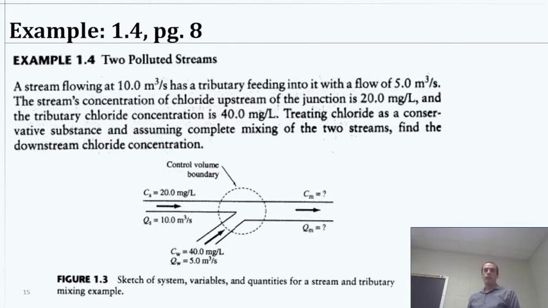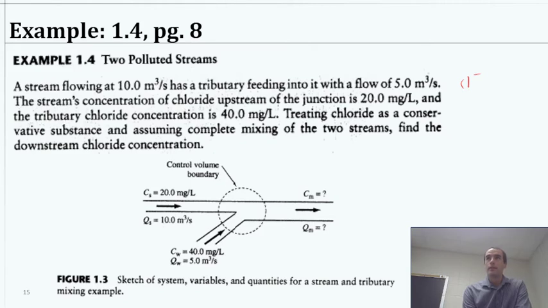Okay, so a problem for you, just to kind of warm up your brain in this manner. So we have a stream flowing at 10 cubic meters per second. It has a tributary feeding into it with a flow of 5 cubic meters per second. It has a concentration of chloride upstream of this junction here, where the stream meets the river. And the chloride concentration upstream is 20 milligrams per liter. The tributary is 40 milligrams per liter. And then if we treat chloride as a conservative substance, so Cl minus, conservative substance meaning it's not reacting.